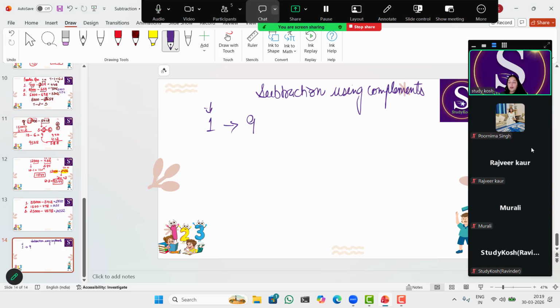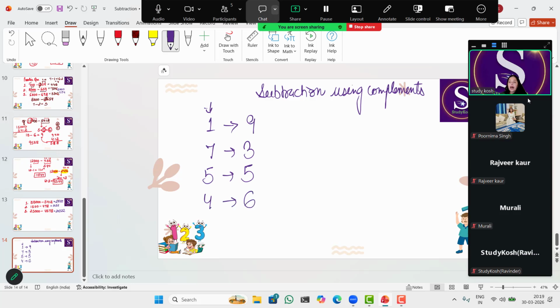This is a Vedic maths technique. The name of the rule is the complement method of subtracting a number. I'll take one example and let you understand how we are going to solve the question. But before solving it, one more thing should be clear. We have match combination, and second we have mismatch combination.